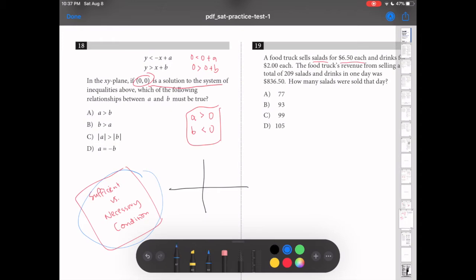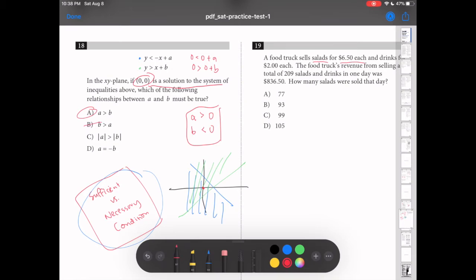Let's say this top graph is blue and this bottom graph is green. A greater than 0, so you'll have something like this. Blue, less than this. And then green, b is negative, remember. Greater than, you'll get this. And sure enough, (0, 0) is included in this. And in this case, a is greater than b. So that looks good. Of course, b greater than a is not good.